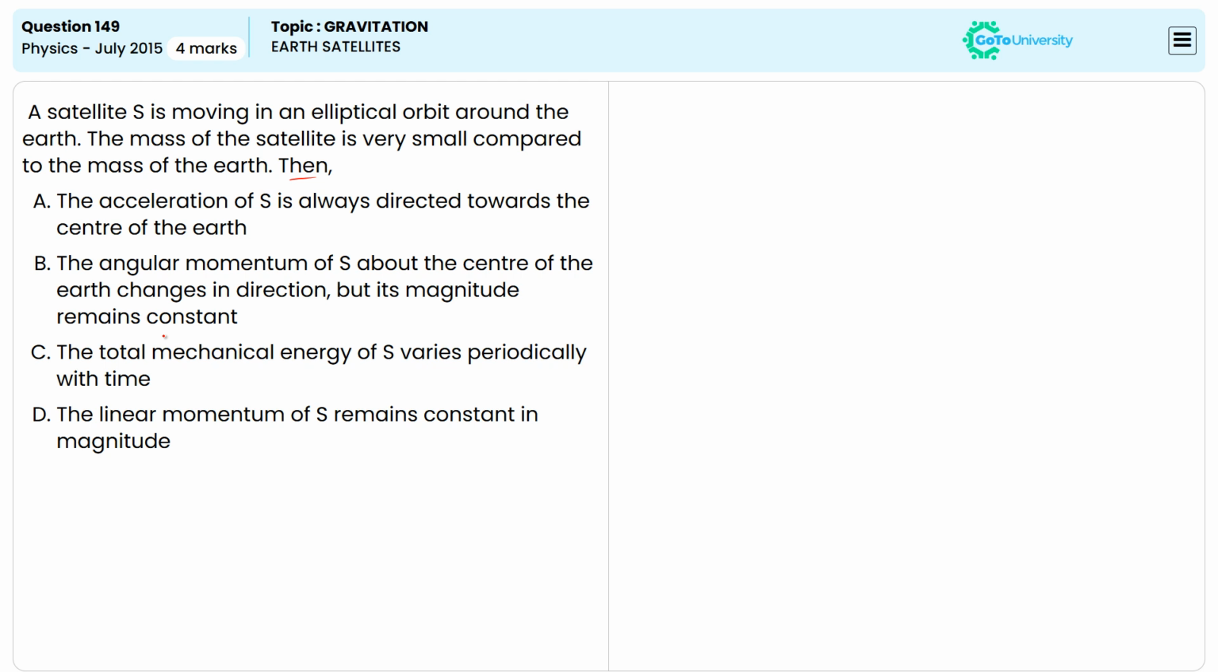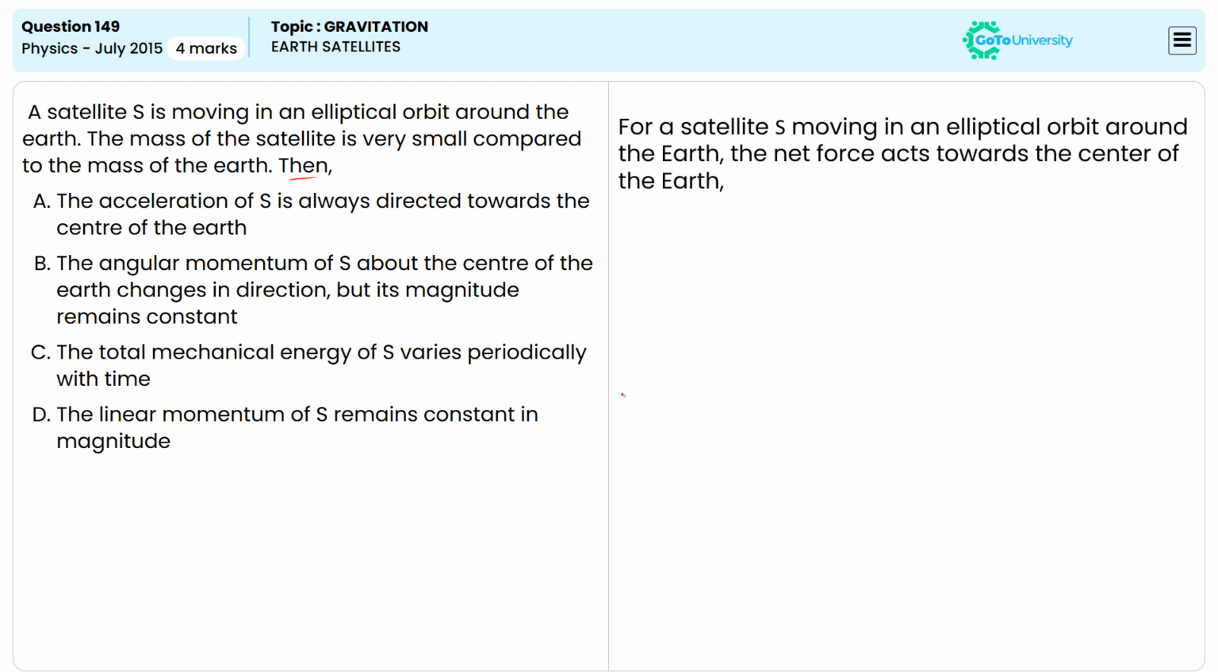We need to find. When the satellite is moving in an elliptical orbit, we know some of the important points here. That is, if a satellite is moving in an elliptical orbit around the Earth, the net force here is nothing but the gravitational force. Gravitational force acts towards the center of the Earth here, similar to the centripetal force in a circular motion.